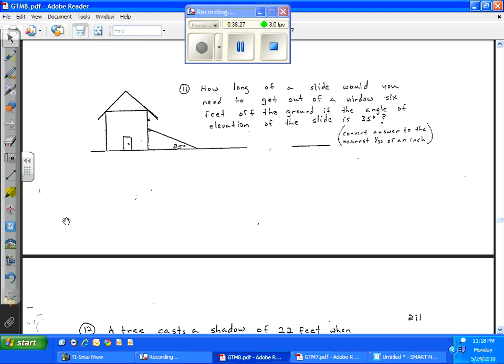Number 11, how long of a slide would you need to get out of a window 6 feet off the ground if the angle of elevation of the slide is 35 degrees? Now, you wouldn't want the angle of elevation of the slide to be too much because it would be so steep you'd plow your legs into the ground and be a little rough on the old knees. So we don't want it too steep.